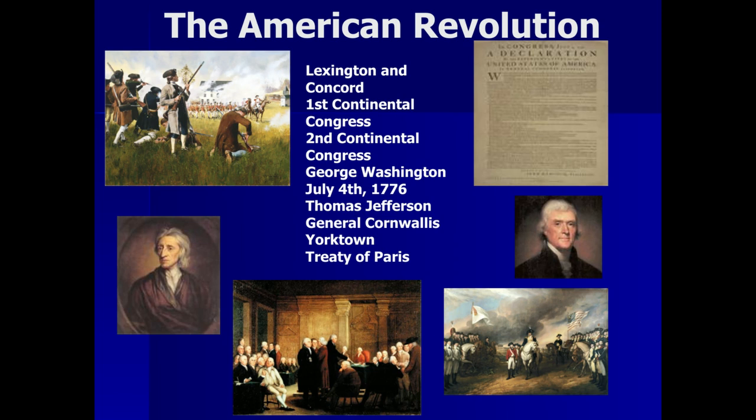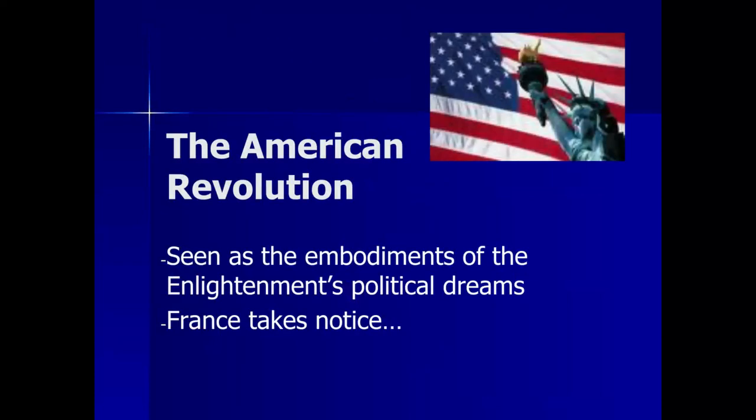The treaty that ends the American Revolution was the Treaty of Paris of 1783. And in that treaty, it's going to give the Americans control of the Western Territory from the Appalachians to the Mississippi River, along with the original 13 colonies. The American Revolution is going to be viewed as the embodiment of the Enlightenment's political dream. So, all those ideas that we've already discussed are going to take place in the American Revolution. One country that's really going to take notice of the American Revolution is going to be France.